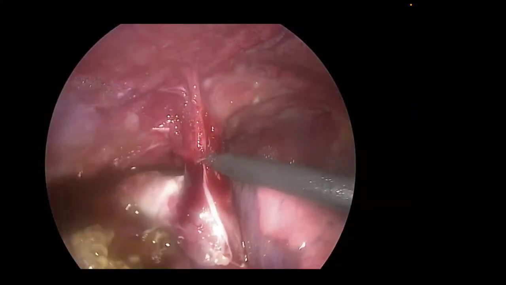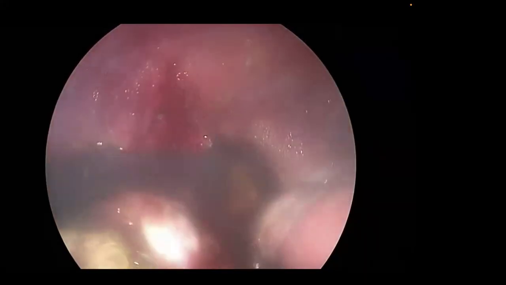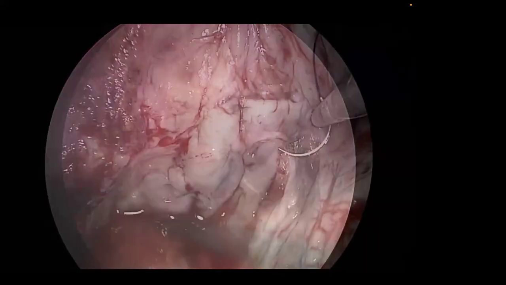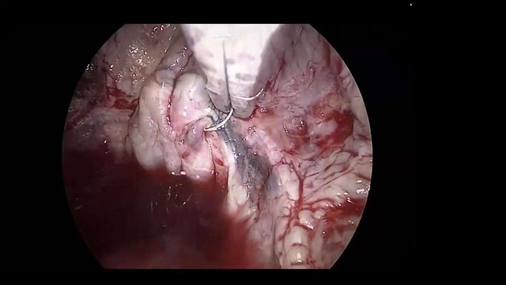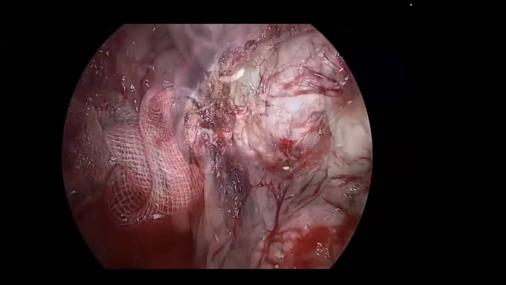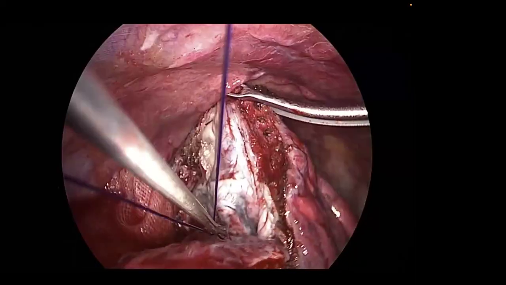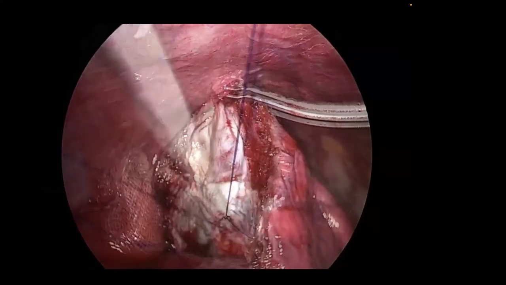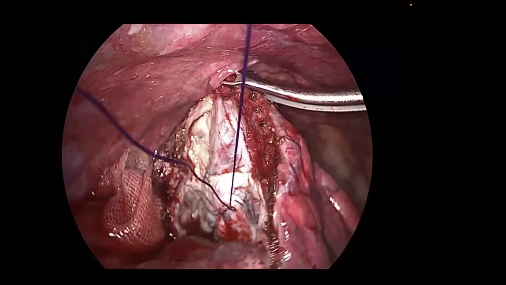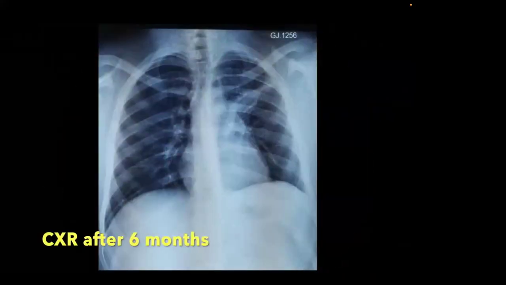Once the cyst is excised, we mobilize the whole of the lung. We try to preserve the lung as much as possible. And then these bronchial communications are identified, sutured, and then a capitonnage is performed. This is the post-op chest X-ray.